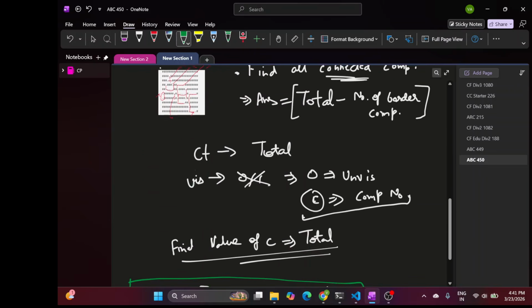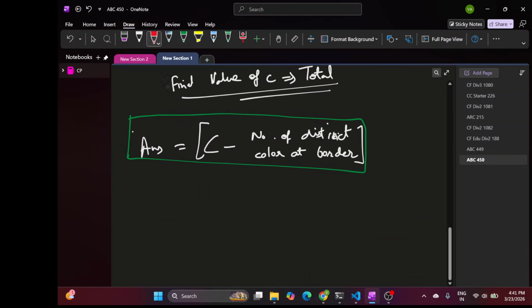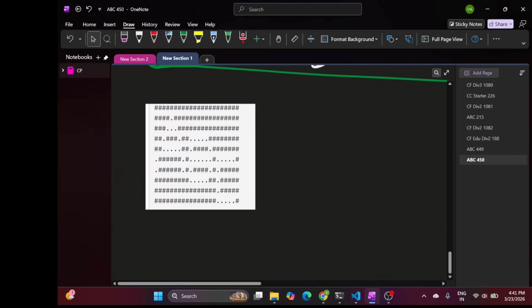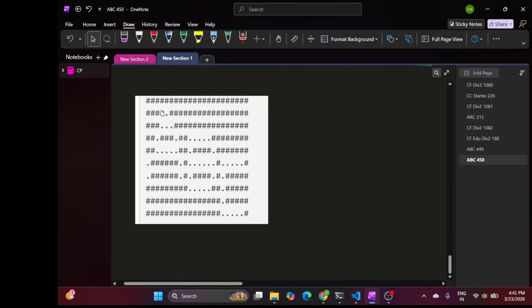So let's test it with test case one just for clarity, right? Here when we do the loop, all these values in the top column will be rejected, because none of them is a white cell. Initially, let's say our C is 0, right? So now we will get this cell, and this will have the color value of 0.